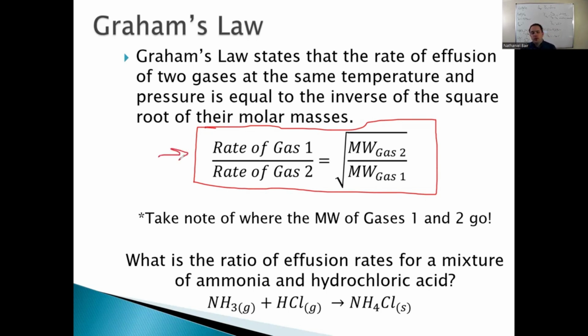This is not a typo. Here's Graham's law of effusion. It says the rate that the first gas effuses divided by the rate that the second gas effuses is equal to the square root of the molecular weight of gas 2, so these two go together, divided by the molecular weight of gas 1. These two then go together. So you have to really make sure that you're pairing it up correctly.